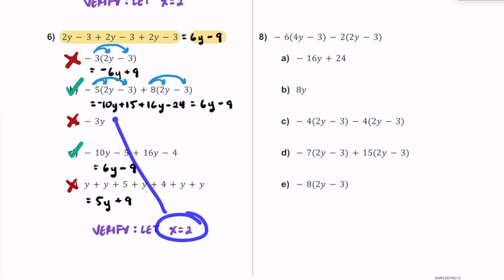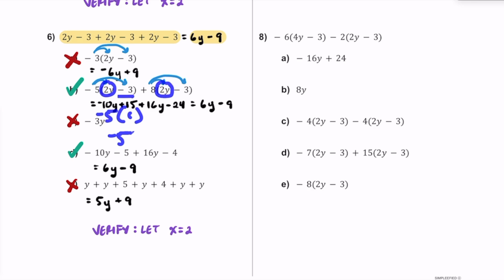So if we plug in this 2 here and here, let's see what happens. 2 times 2 is 4. 4 minus 3 is going to be 1. So we have negative 5 times 1. That's going to be negative 5. If we plug it in here, 2 times 2 is 4. 4 minus 3 is 1. So we have 8 times 1. And then 8 times 1 is going to be 8. So let's go ahead and say negative 5 plus 8. That's going to be 3.